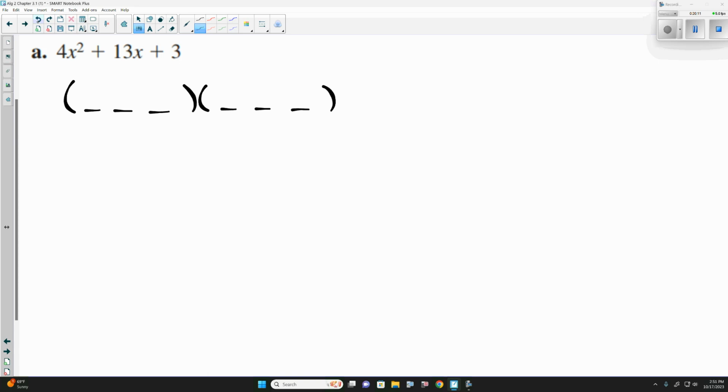So that moves us on to step 2, our 2 sets of parentheses with 3 spaces. Step 3 is to find the sign. If the third term is positive, the signs are the same and they match the sign of the middle term. If the third term is negative, the signs are opposite. Well, what's the sign of the third term? They're the same and they match the middle term, which is positive. So we have plus and plus.